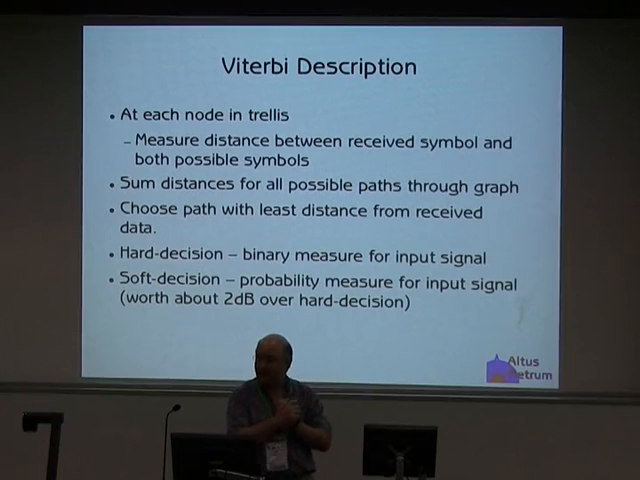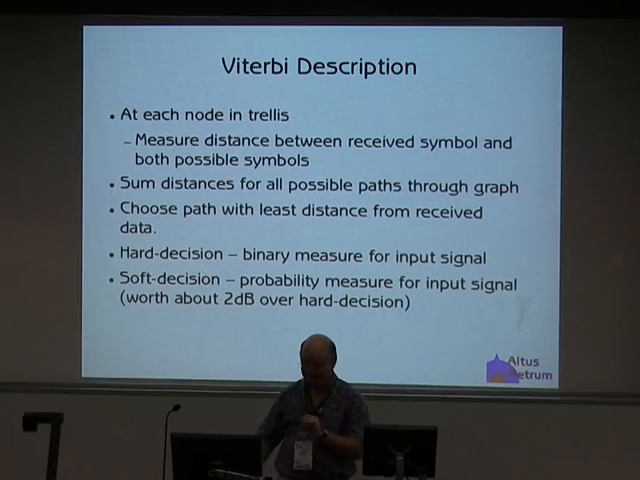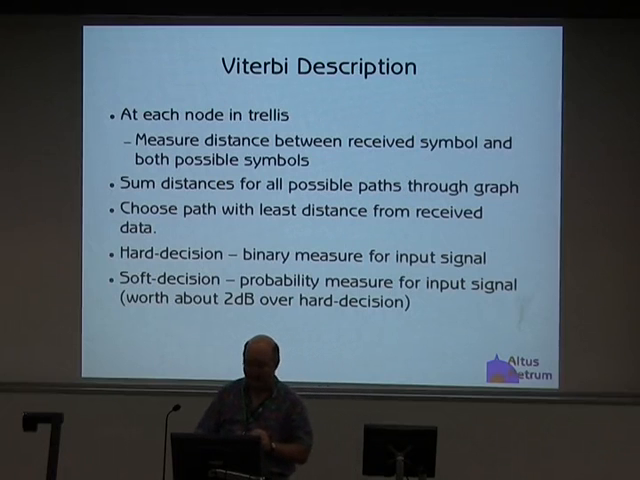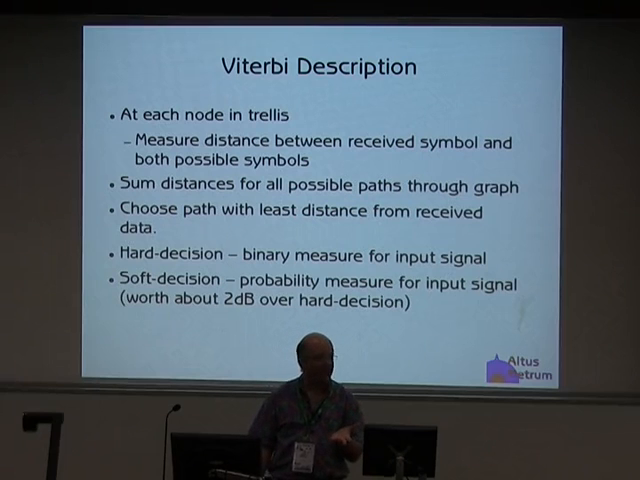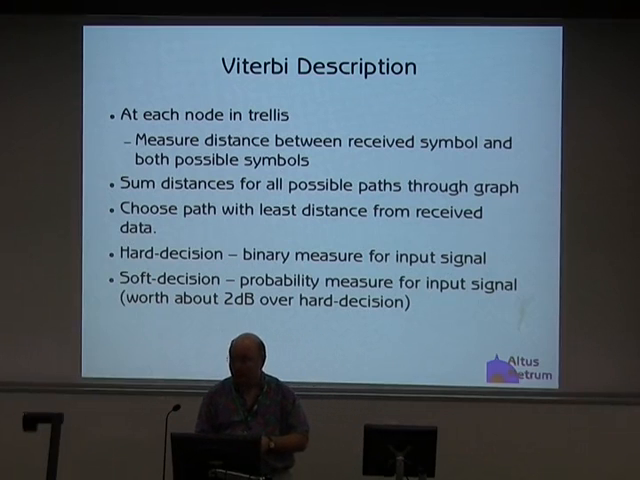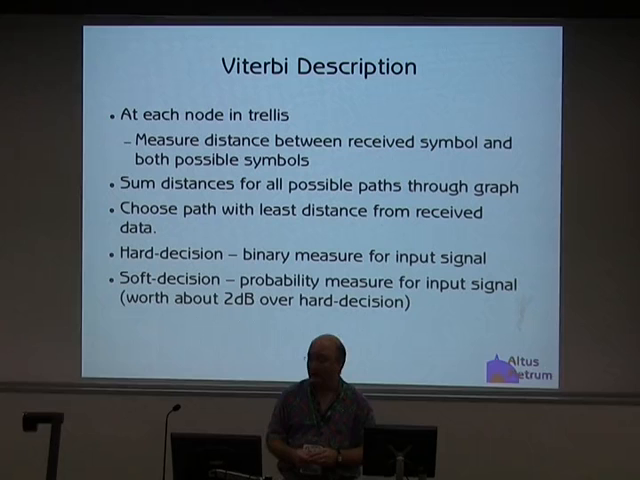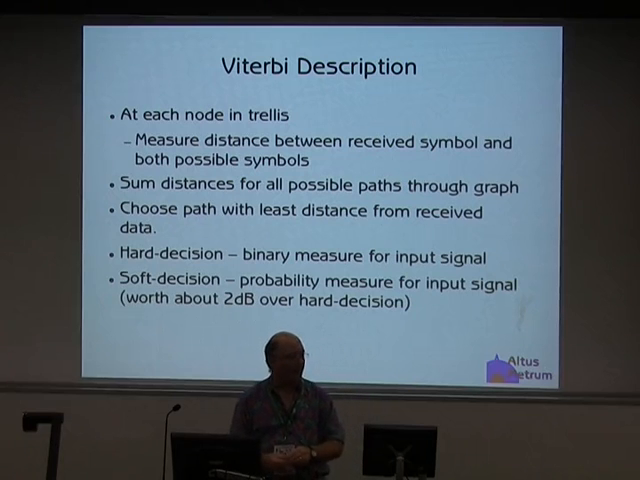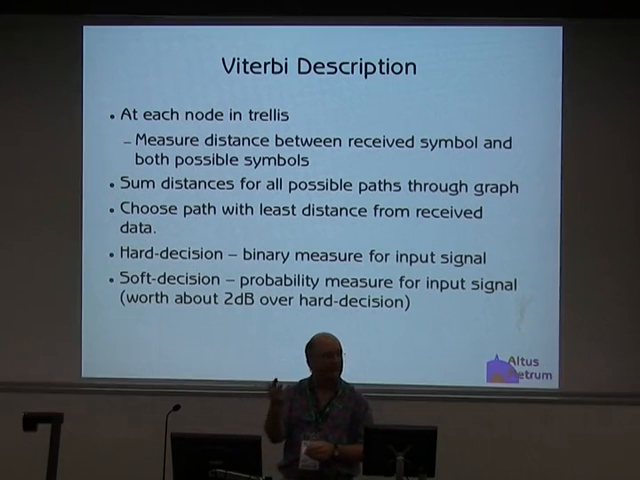You sum the distances all the way across through the whole packet. And then you choose the path with the least distance from the received path. And that's how it's kind of provably optimal, right? You've got the path with the least total error through the entire reception. There's two different kinds of Viterbi decoding. You have hard decision, where your receiver only gives you ones and zeros.